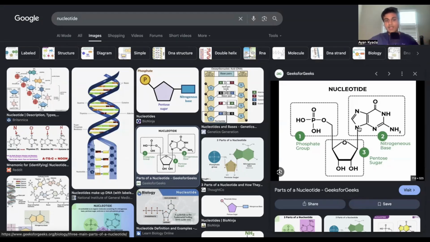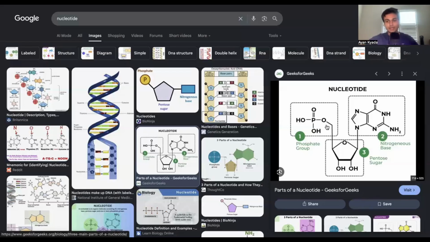For nucleosides, the only difference is that this phosphate group is gone. So you still have the pentose sugar, which can be deoxyribose or ribose, and you still have the nitrogenous base. You just don't have the phosphate group. And nucleosides with an S are essentially precursors to nucleotides. All you do is you add a phosphate group to the nucleoside, and then bam, it becomes a nucleotide capable of attacking another unit to form a large chain nucleic acid.